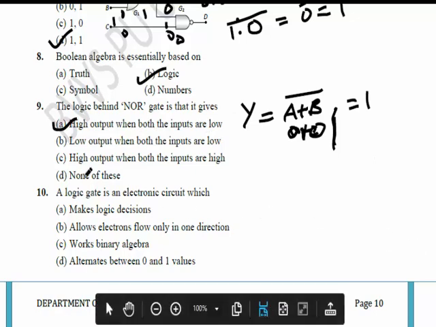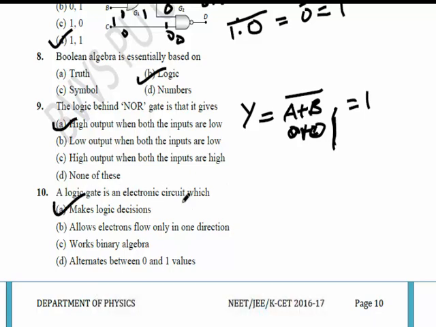So next question, a logic gate is an electronic circuit which makes logic decisions. Simple. 10th option is A.